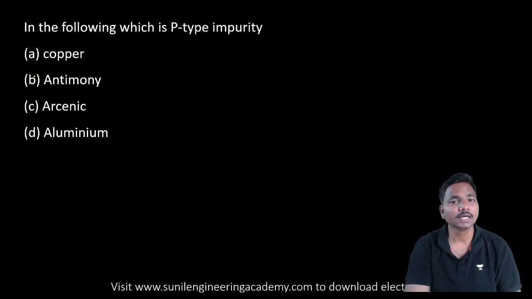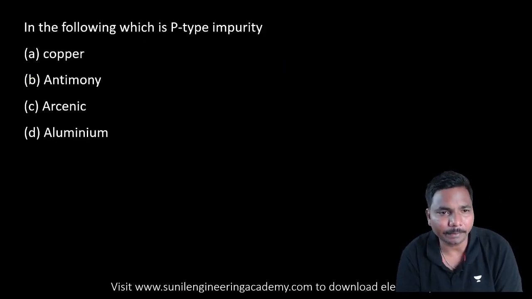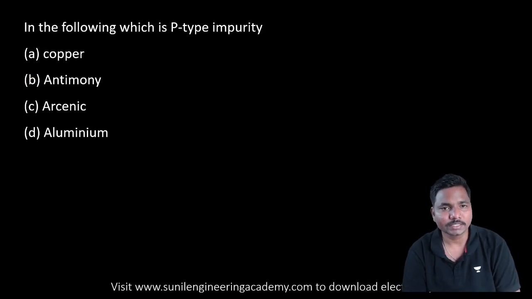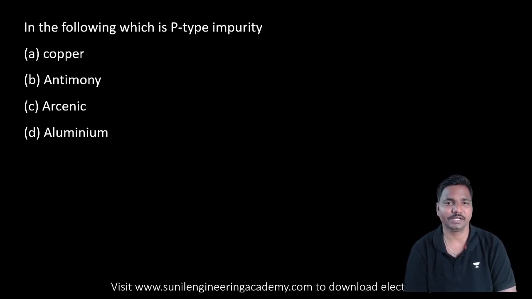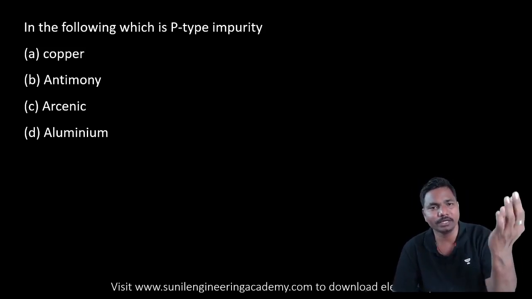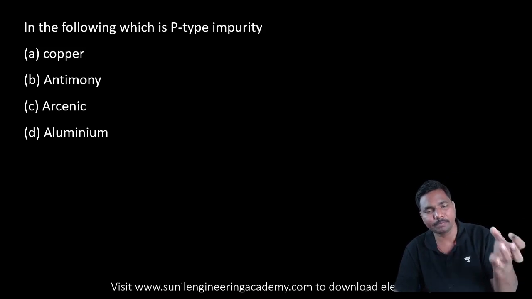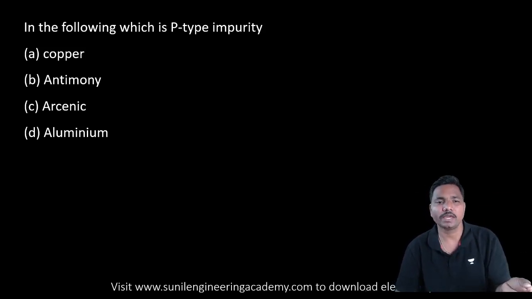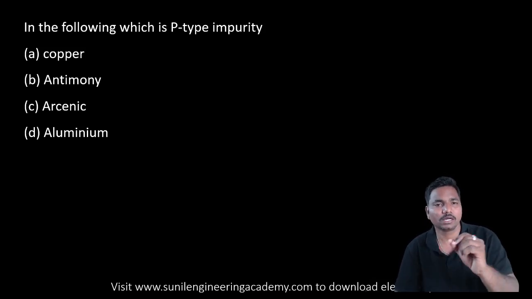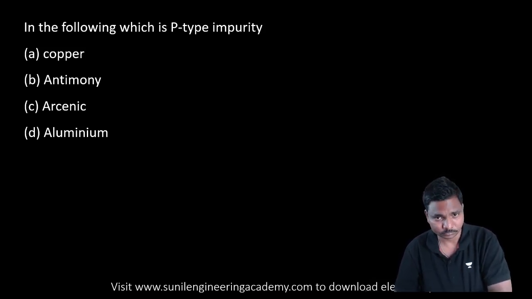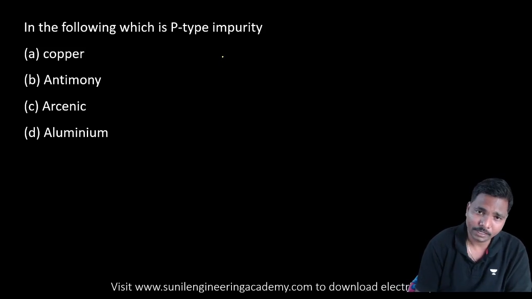Coming to the next question. Which of the following is a p-type impurity? Students, these types of questions are very repeated and very important in all the competitive examinations. What are p-type impurities, acceptor impurities, and n-type impurities, donor impurities? Okay, so I will give a small remembering trick to get an idea on this. Okay, all of you listen carefully. P-type, n-type.